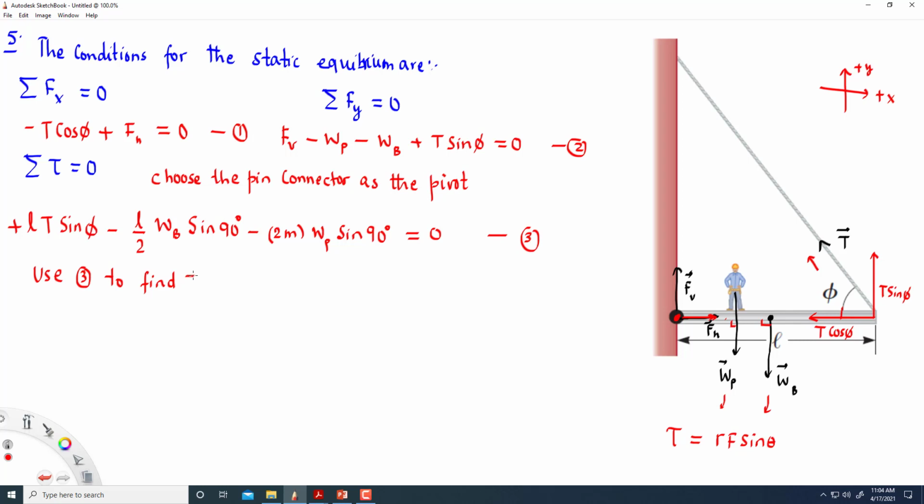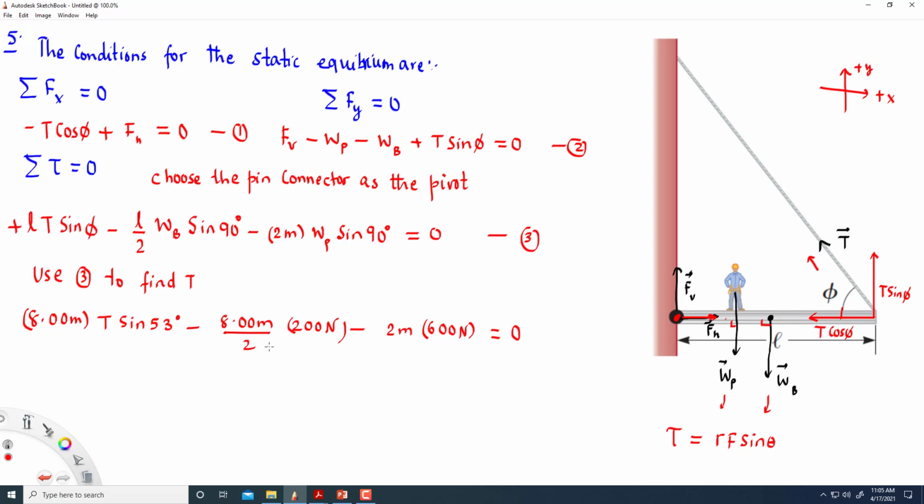So to find T, plug in the numbers. L is 8 meters, T is unknown, sine phi is 53 degrees, L is 8 meters over 2. WB, the weight of the beam, we are considering that to be 200 newtons. Sine 90 is 1, 2 meter. The weight of the person is 600 newton, and sine 90 is 1 again, so that is equal to 0.